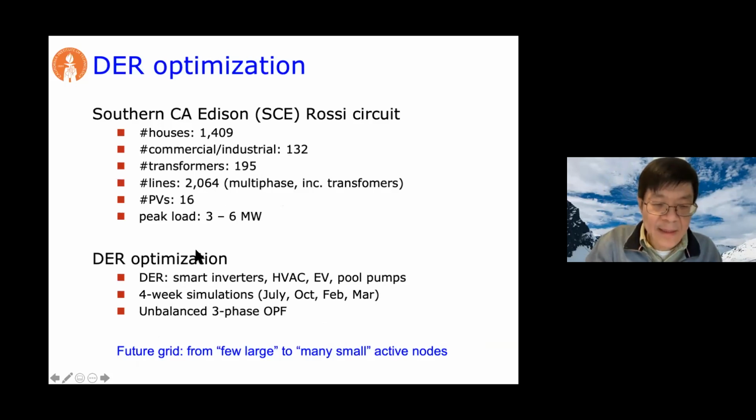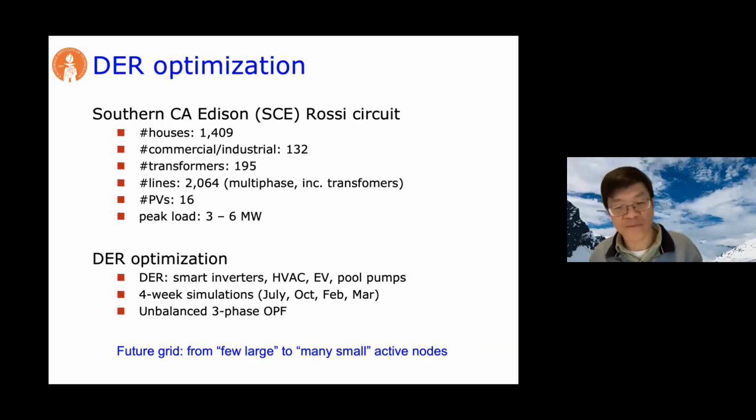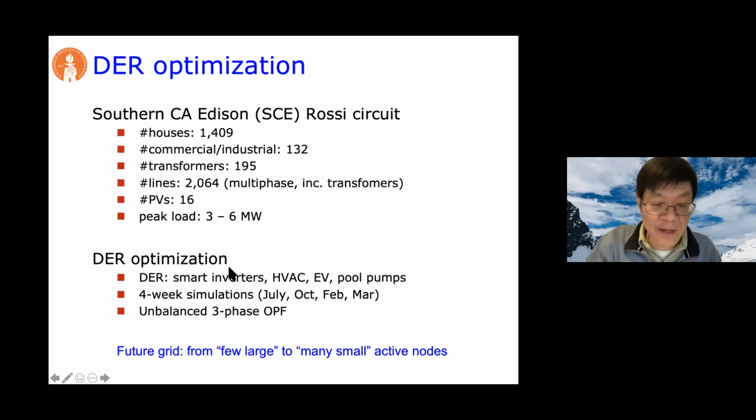What we looked at is, as PV and EV penetration on the feeder increases, what is the voltage situation? Will it be unstable? Can we control smart inverters? At the time it was not available in practice, but now there are products that allow us to control. If we can control smart inverters, HVACs, air conditioners, EVs on the feeder, and also pool pumps, and later on energy storage, battery storage on that feeder, can we control it optimally to minimize certain costs? And there are different kinds of costs that we consider.